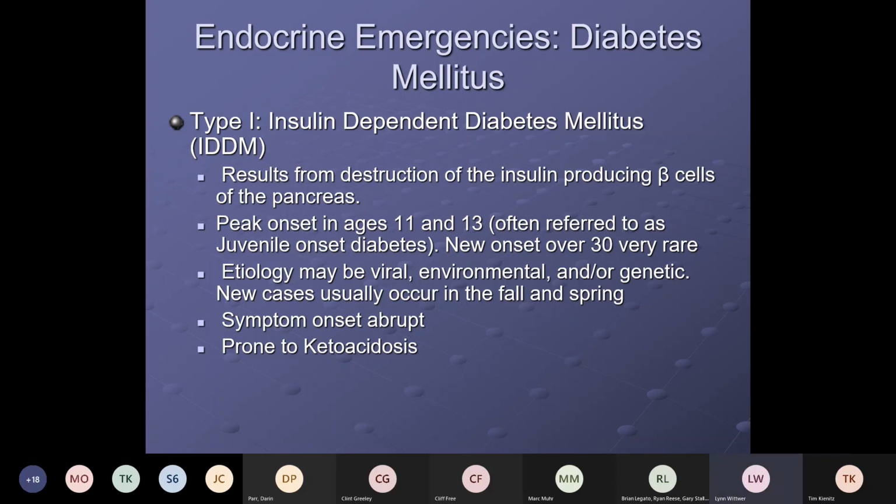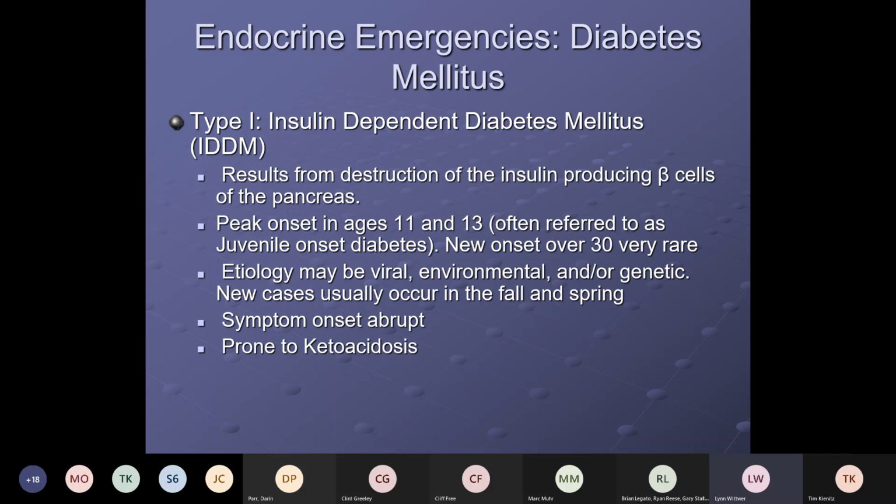Peak onset 11 to 13. Very uncommon. I personally have never seen a true insulin-dependent diabetic that was over the age of 30. Now, many of your type 2 diabetics, the adult onset, late onset diabetes, will require some insulin, but not at the beginning.